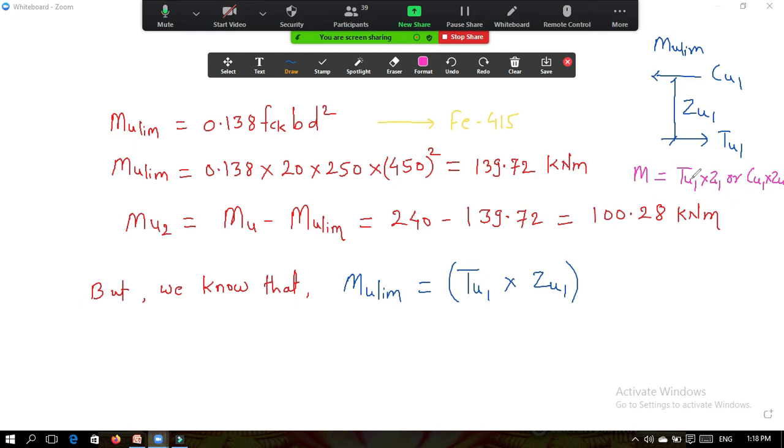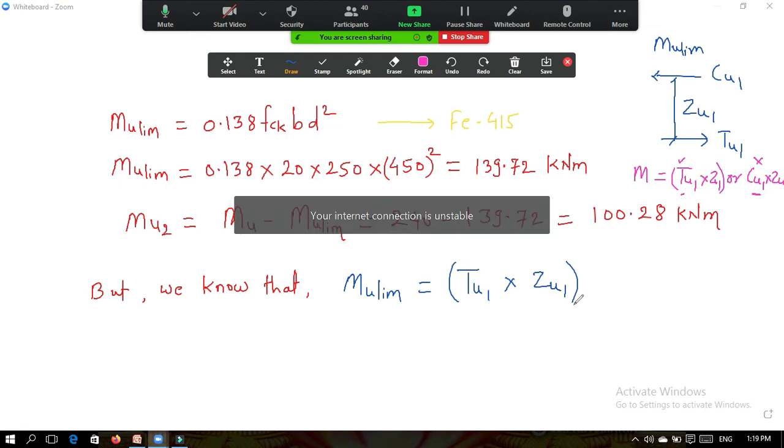ह्या दोन्ही फॉर्म्युले मी वापरू शकतो. But if I use Cu1 into Zu1, then it is of no use to me, because I want to find out Ast1, and Ast1 comes in the formula of Tu1. That is why I am choosing this equation. I am not going for the other equation because Ast1 doesn't come in the formula of Cu1, it comes in the formula of Tu1. So that is why we have chosen this formula.